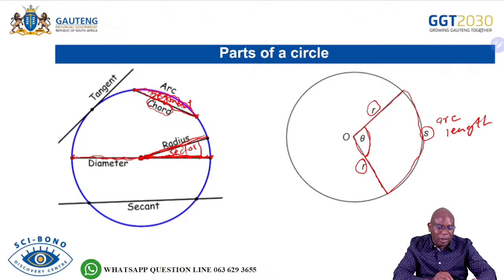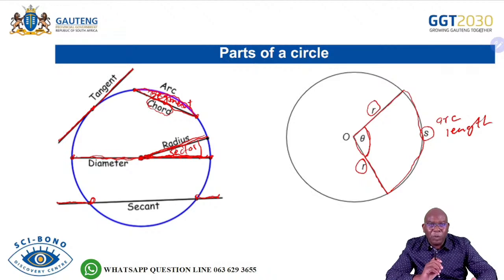The tangent here, you can see that line there touching the circle at only one point. That is the tangent. The secant here, we can see it touches the circle at two points and also continues on the other side. So you see the difference between the secant and the chord. The chord is from this part of the circle to this part of the circle. That is a chord. Right.